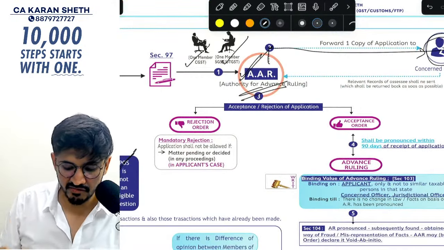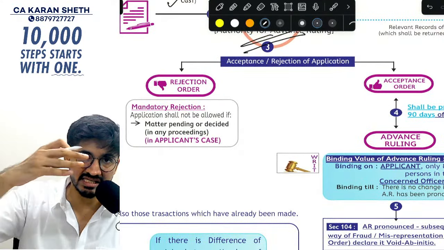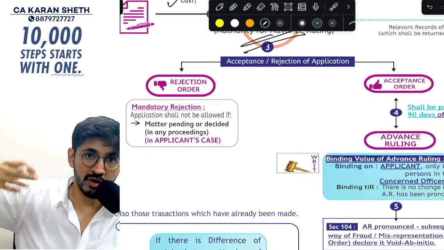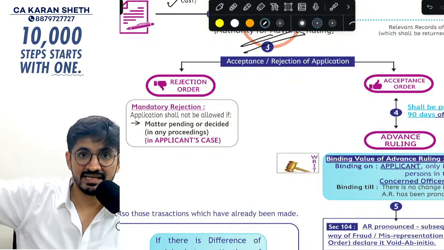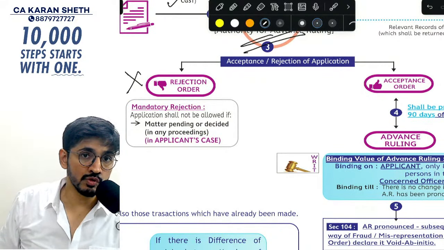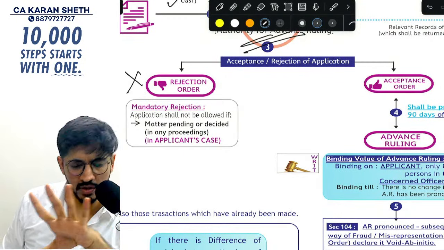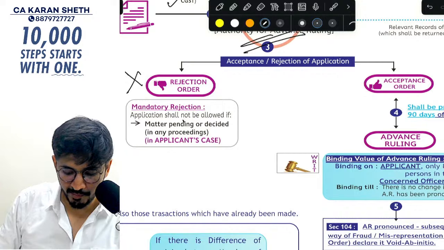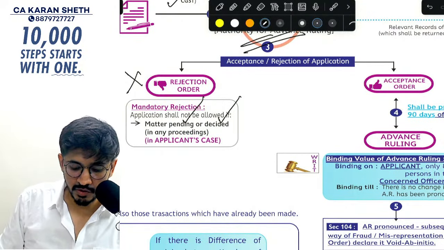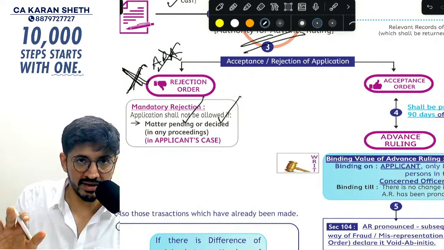And generally, what is the investigation regarding? It is generally regarding the fact that has he already challenged the matter in judiciary or not? Is this matter already going on in the appellate authority, tribunal, high court, supreme court? If yes, then his application will be rejected, because you cannot be fighting in judiciary and in ARA both. So if the matter is either pending or decided in any proceedings, your application in ARA will clearly be rejected. Simple. And that's the only ground.